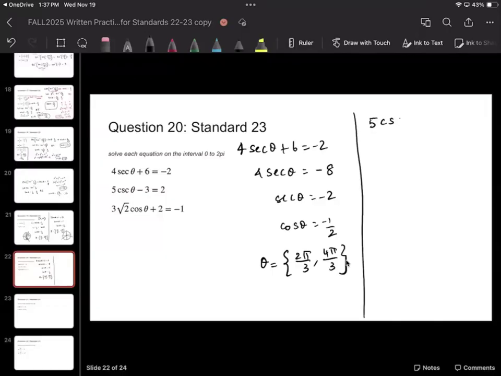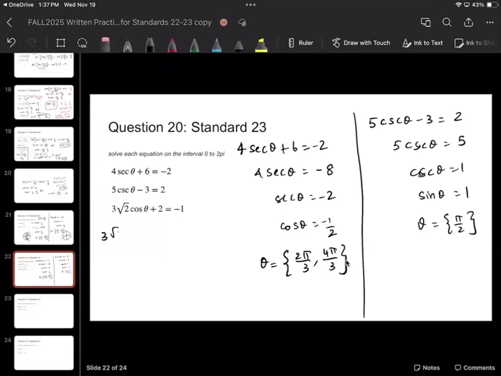5 cosecant theta minus 3 is 2. 5 cosecant theta is 5. Cosecant theta is 1. Sine theta is 1, right? Because sine theta is the reciprocal of cosecant. In the interval 0 to 2 pi, this only happens for pi over 2.